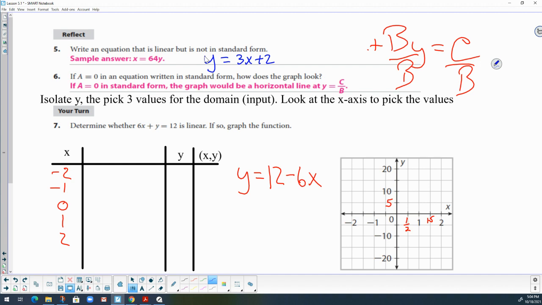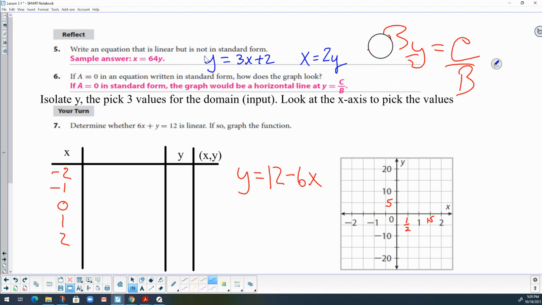They have x is equal to something, which is fine as well, so x is equal to 2y. And they just said x is equal to 64. So those both are linear equations that are not in standard form.